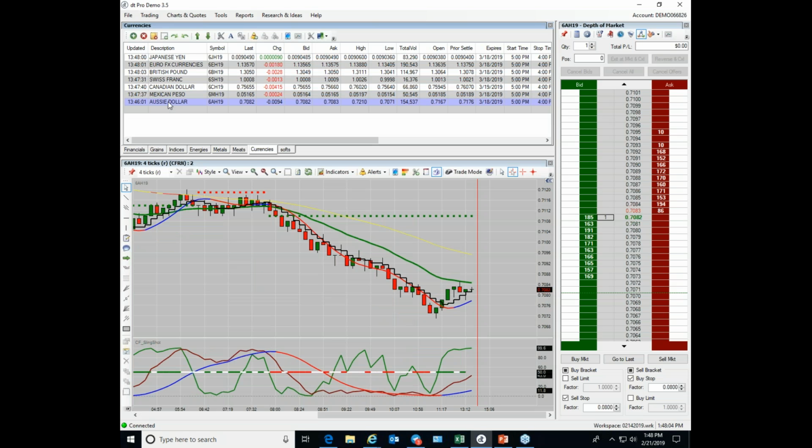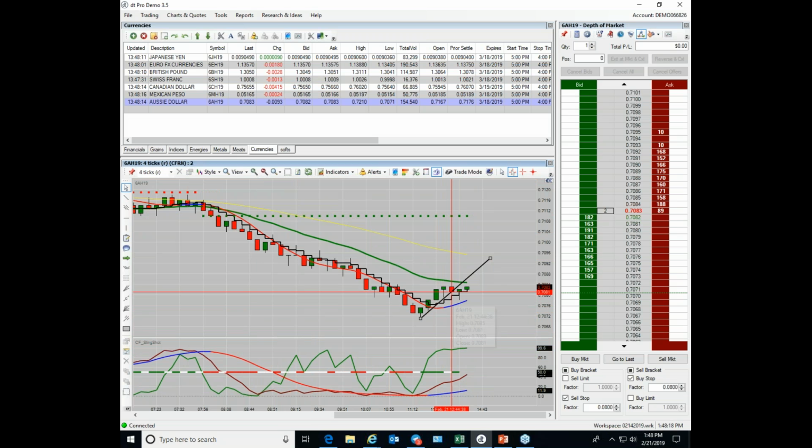Mexican peso, Aussie dollar. Okay, Aussie dollar. Pull back to the BBC with the down close. There is the down close, just like the ES. What's the problem with it? The cycle is blue and starting to curl up. However, that is the candle that fires a short.